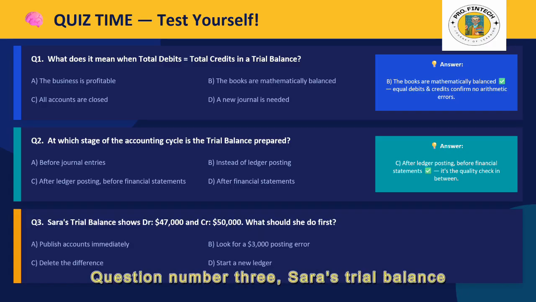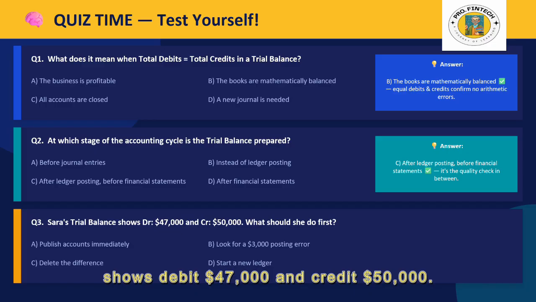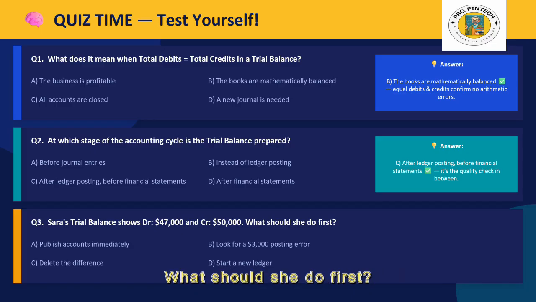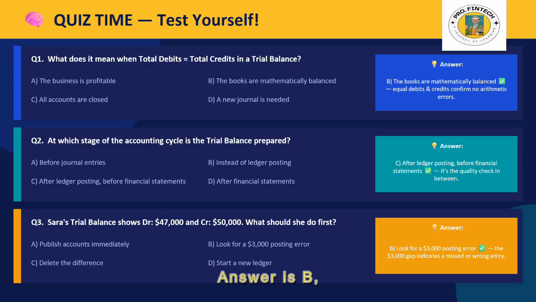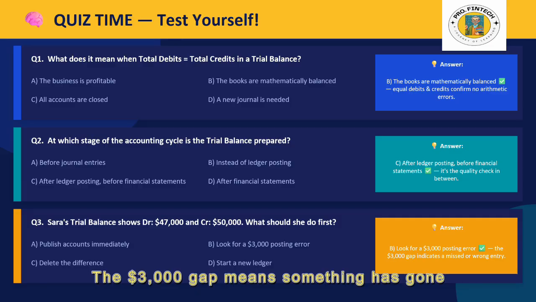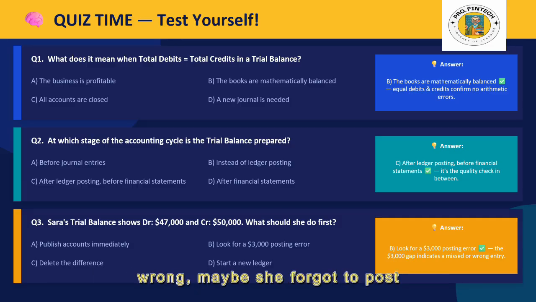Question number 3. Sarah's trial balance shows debit $47,000 and credit $50,000. What should she do first? Answer is B. Look for a $3,000 posting error. The $3,000 gap means something has gone wrong. Maybe she forgot to post a $3,000 transaction or posted $1,500 on the wrong side. Either way, the detective work begins.